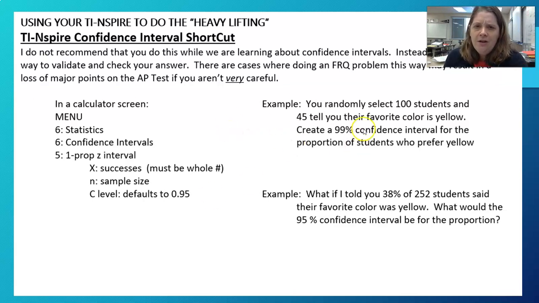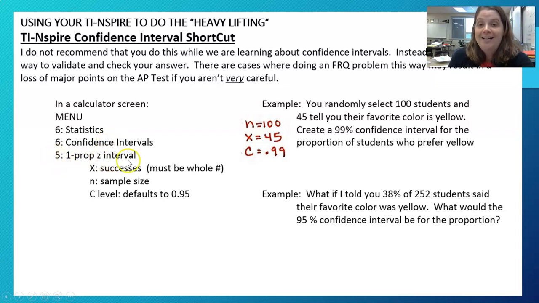So here's the way it works. For example, you randomly select 100 students and 45 tell you that their favorite color is yellow. You can create a 99% confidence interval for the proportion of students who prefer yellow. So if this was a multiple choice question, what I would probably do is identify these important pieces. Sample size was 100, 45 said yellow, and I want a 99% confidence interval. Then I would open my calculator and go to a calculator screen. I'd press menu, statistics, confidence intervals, number 6, and I want number 5, a 1 proportion z interval.